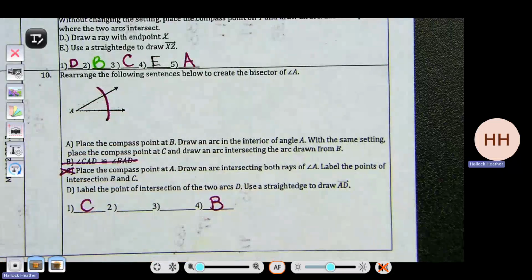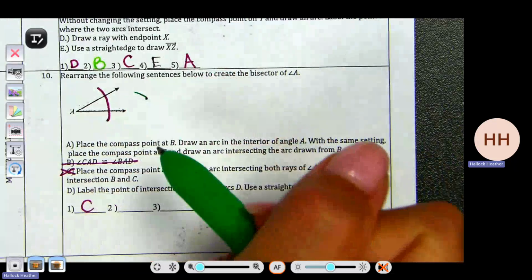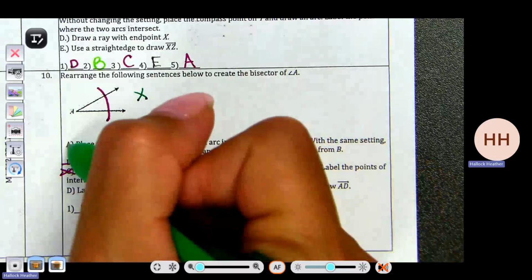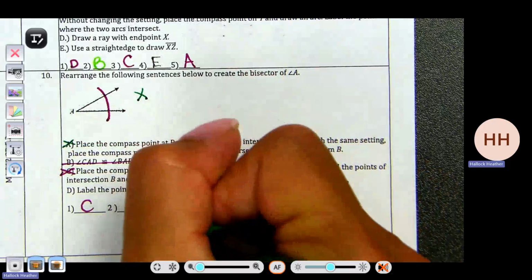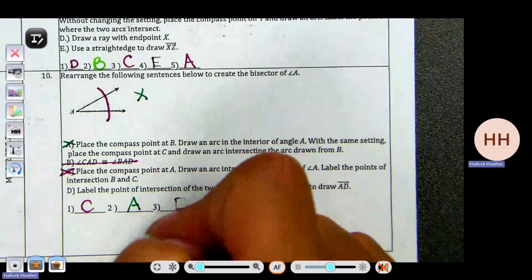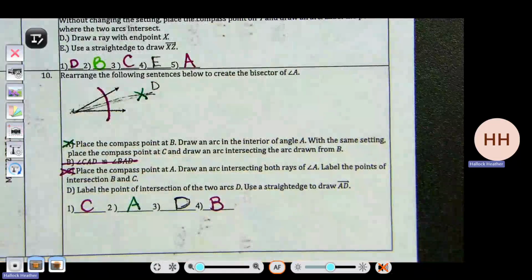The next thing is to place the compass on one of the points, and we're going to draw an arc on the inside of the angle. We flip it and we draw the arc on the other inside. That is A. The last one is D, which is where we actually connect A to that coordinate in front of us that we created. And then we have an angle bisector.